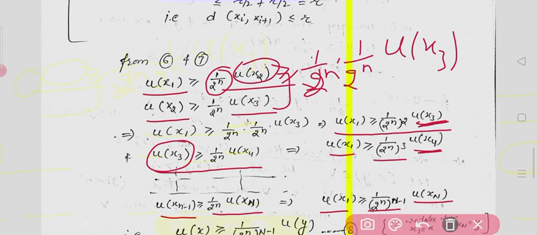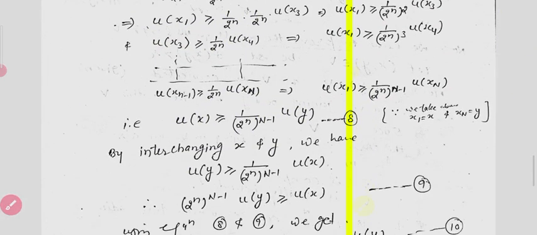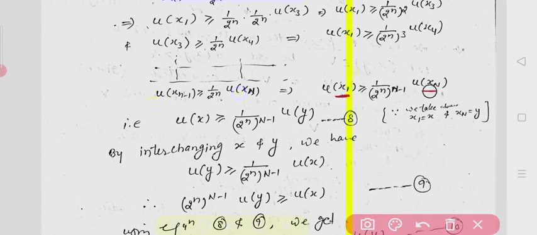So in this way we will get this. x1 we were calling x, and xN we were calling y. So you will say that u(x) is greater than or equal to ((1/2)^n)^(N-1) into u(y). If we interchange the variables x and y, we say that u(y) is greater than or equal to ((1/2)^n)^(N-1) into u(x).